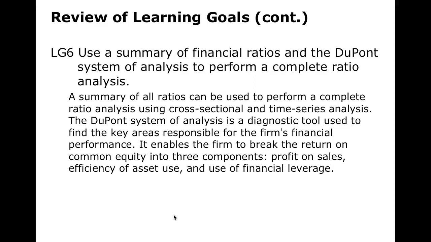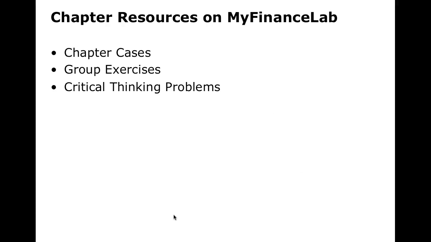And finally, we want to use the DuPont system of analysis to do a complete ratio analysis to figure out if there is a problem, where it is originating. So the DuPont analysis is detective work to figure out where the problem is occurring so management can address it and fix it. Okay, that's the end of this chapter.